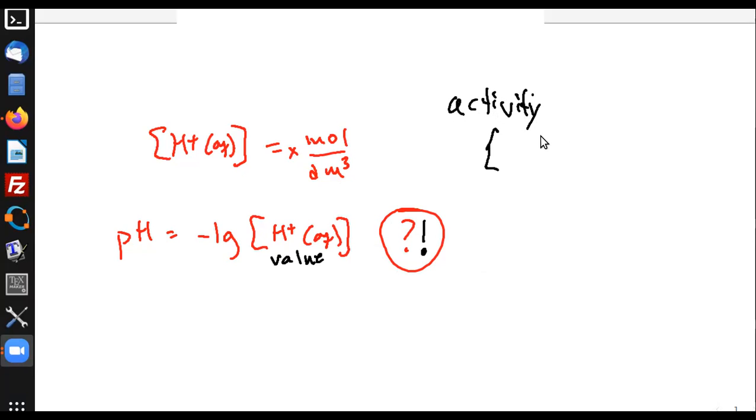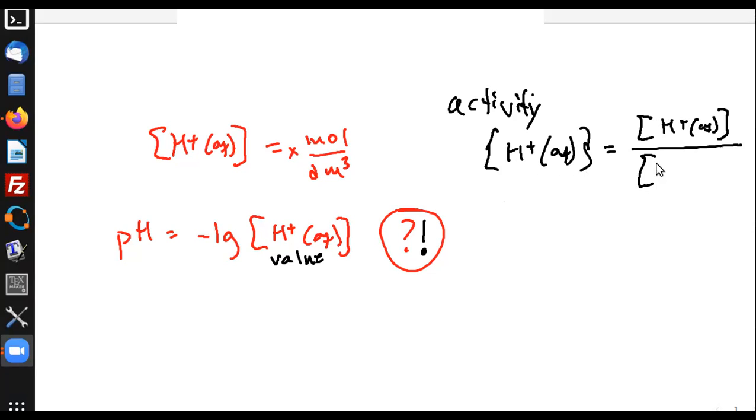Activity, yes. The definition is valid for any ion and anything in a solution. It's the concentration of the ion compared to some standard concentration. We can indicate the standard concentration with the superscript 0 here, or sometimes you see the 0 with a line through it, a very special 0 symbol.